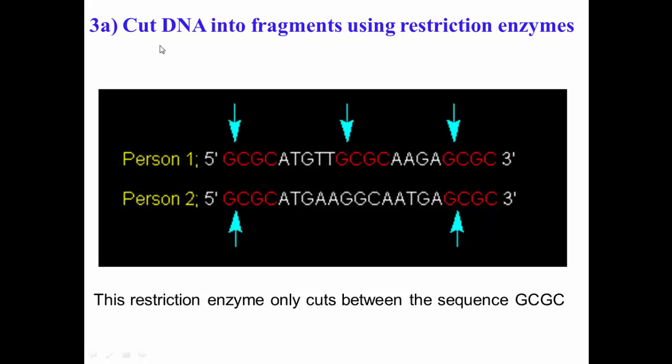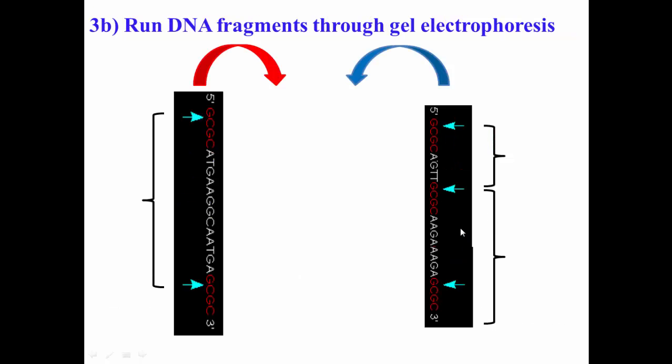So like we said, you're going to use restriction enzymes to cut the DNA into fragments. Similar to when we talked about genetic engineering, those restriction enzymes are going to come in and splice the DNA at particular points. So this restriction enzyme here is only cutting in between the sequence GC-GC. So if it sees GC-GC, it's going to make a cut. GC-GC, it's going to make a cut. Another cut here, and another cut here.